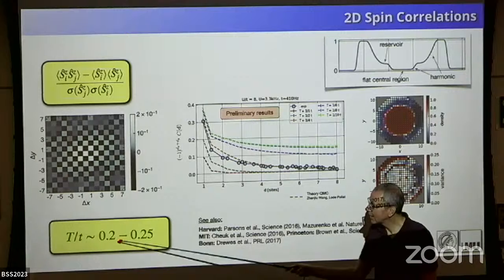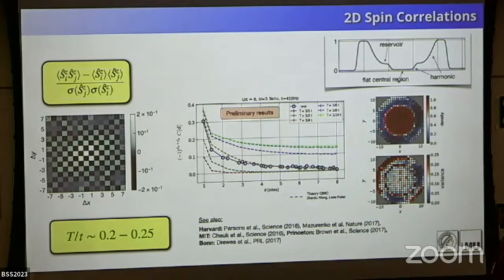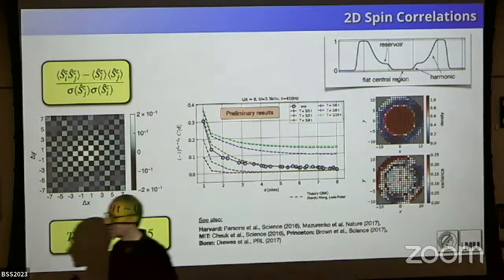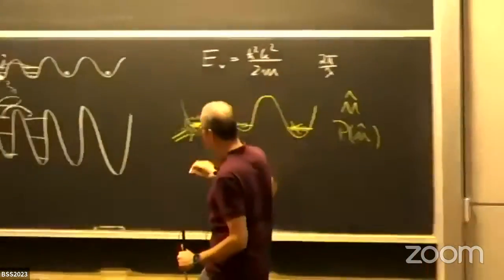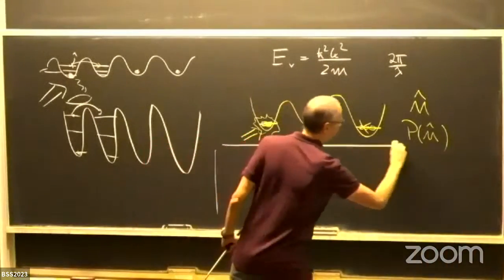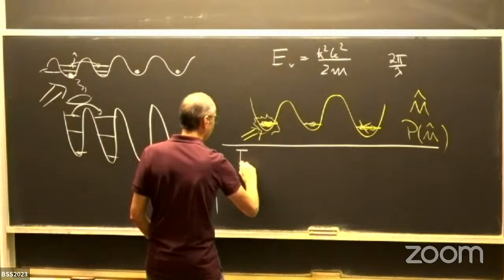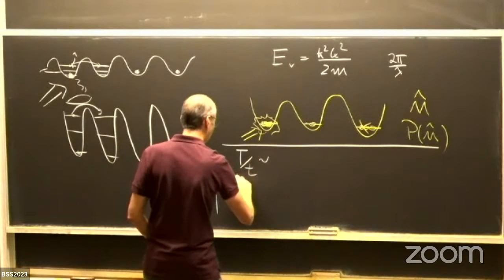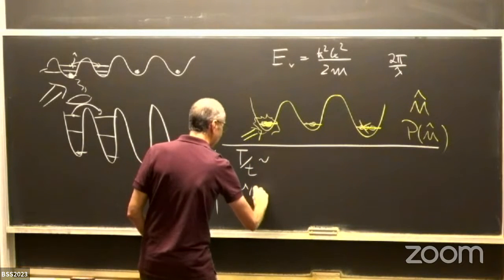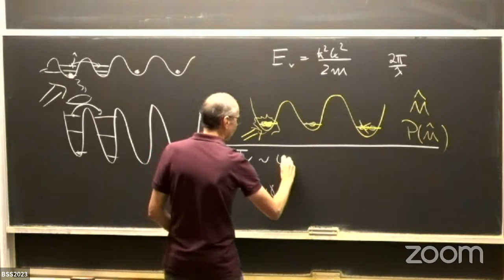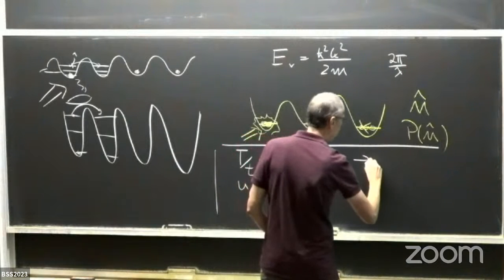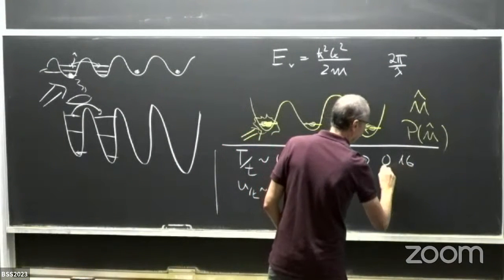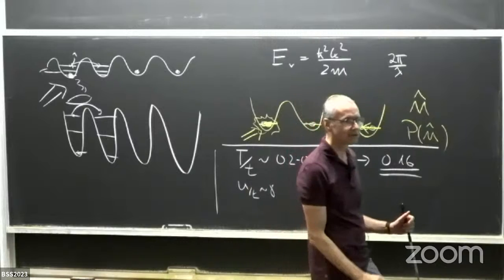This is actually very interesting. 0.2 is getting me excited, but you probably don't know what 0.2 means. Why is that interesting? It turns out around 0.16, theory expects a lot of interesting things to happen. So right now, T/t, so temperature in units of the hopping, at U/t around 8 is 0.2 to 0.25. If we get down to 0.16, then theory predicts at least a lot of interesting things to happen.